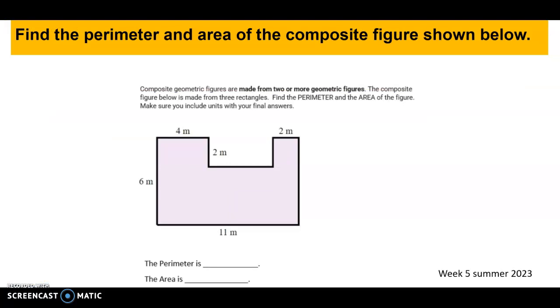So pause the video right now if you need to take a screenshot of this, so that way you can find the perimeter and area, and then you can upload your work in the discussion board, either as a PDF of your written work. You can use the Canvas equation editor, or you can make a quick little video of yourself calculating the perimeter and the area.